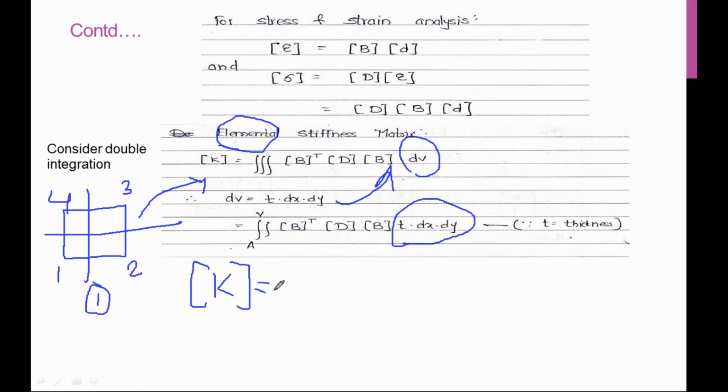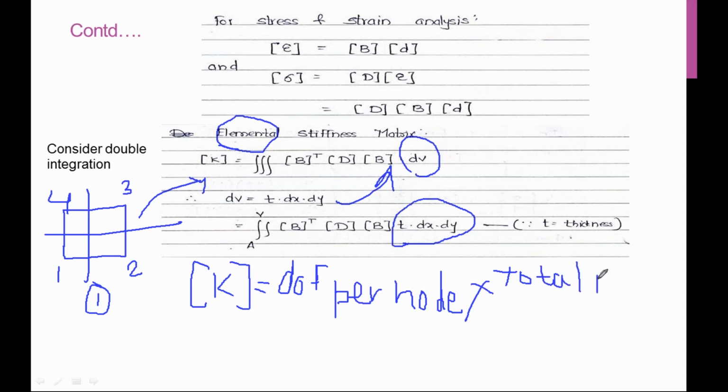See, size of the stiffness matrix is degree of freedom per node multiplied by the total number of nodes. Just understand my handwriting. I know that my handwriting is not clear to you, because I am using the mouse to write.